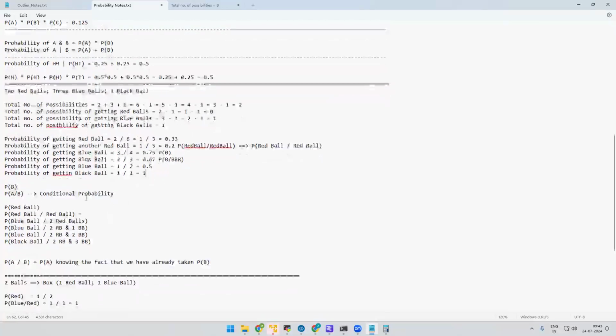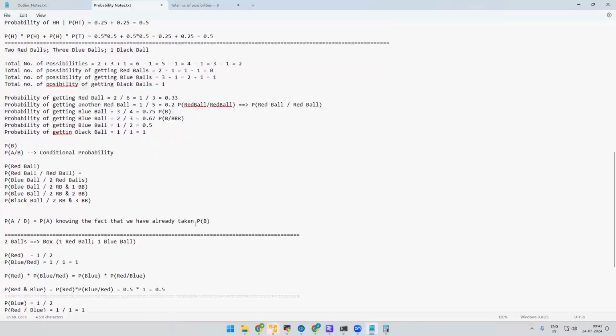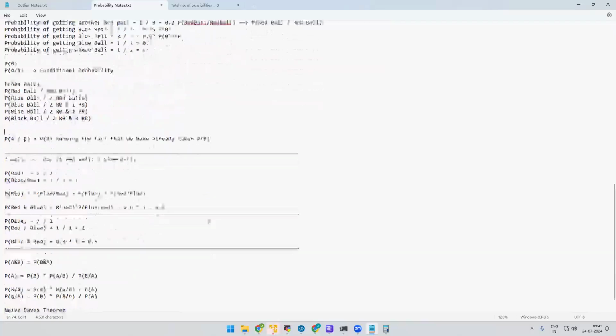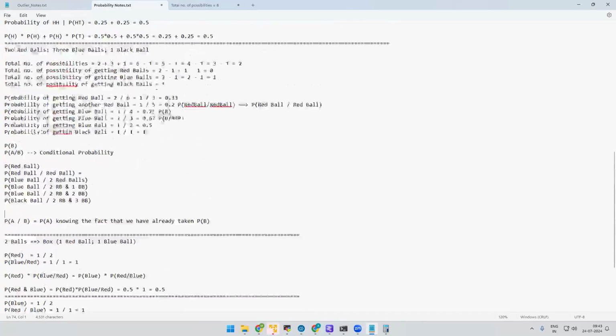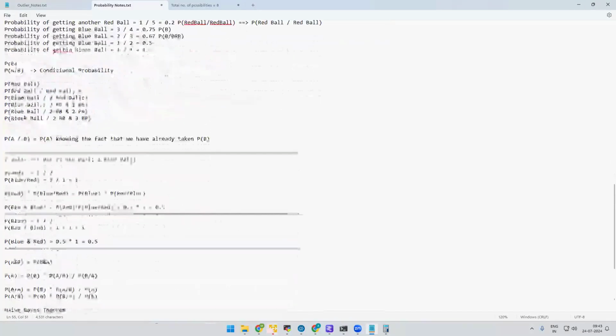This is what conditional probability is all about, as I have written it. Any questions on conditional probability? Based on the previous condition only, we will calculate that, right? Yes, that's it. Basically, the condition is going to reduce the total number of possibilities and the possibilities of each event. It's going to keep on reducing.